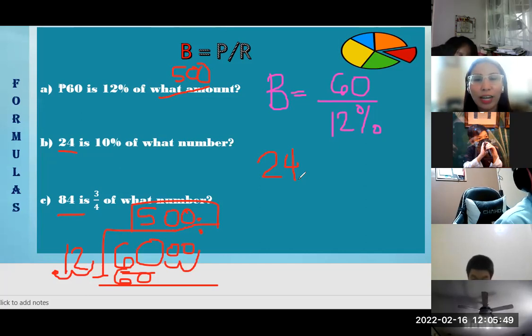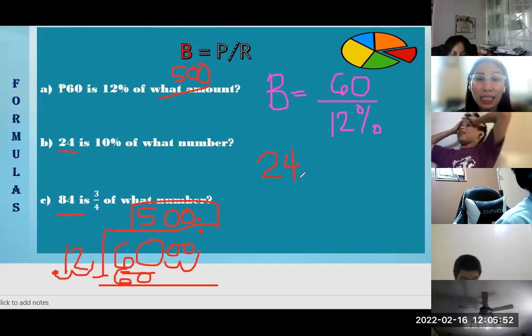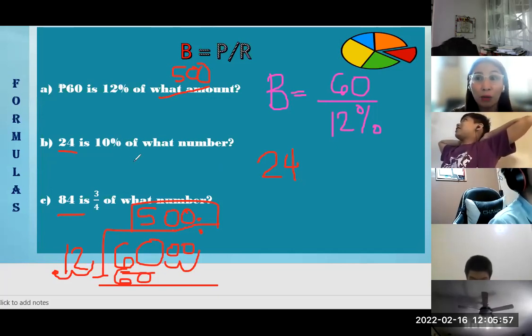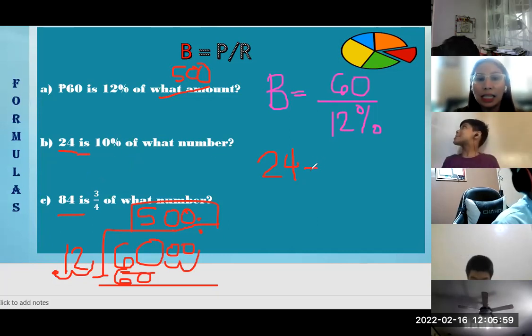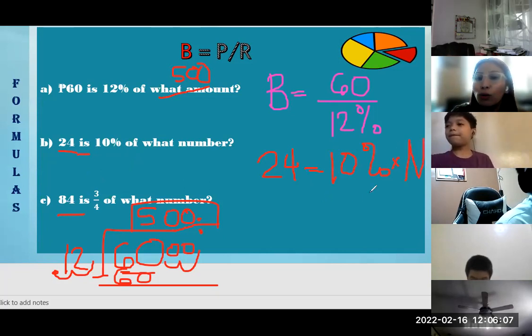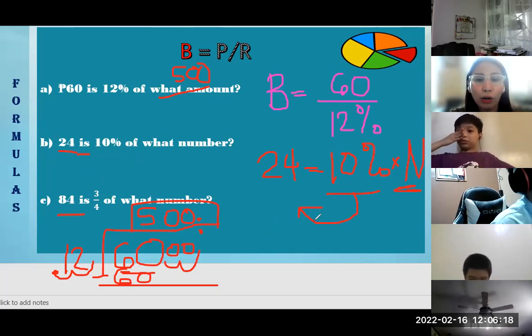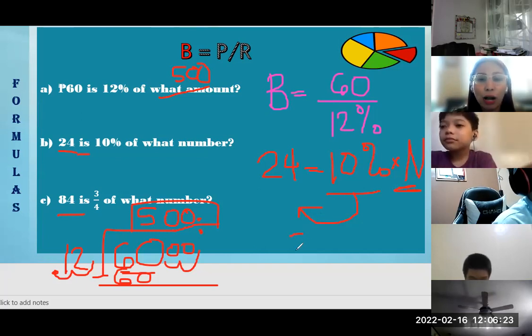It's Miel's favorite. Madali siya i-manipulate, basta alam mo yung mga keywords. Sige, 24 is 10%. Ito, is, lagay mo na agad. So, 10% multiplied by n. So, you know na, divide mo lang siya. Let's isolate the n. 24 divided by 10% or 24 divided by 0.1, and that is 240.